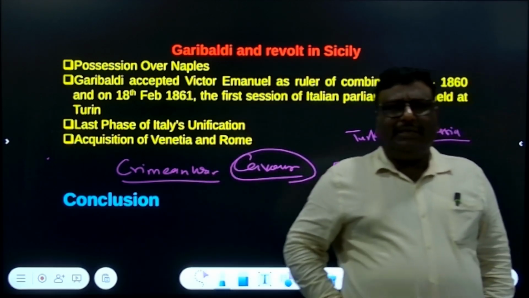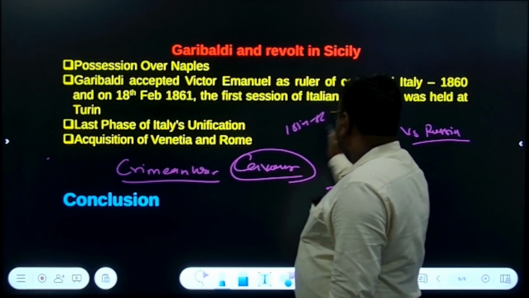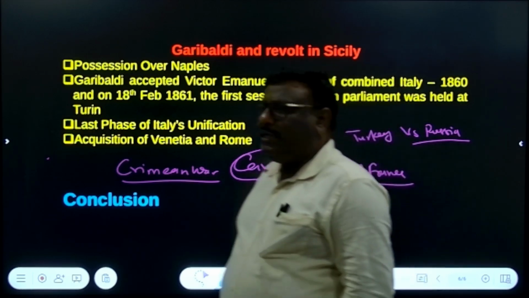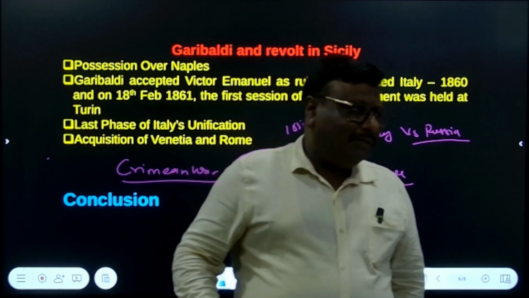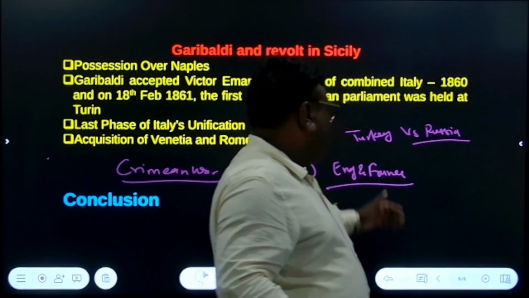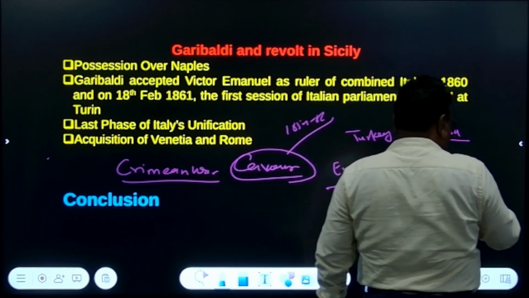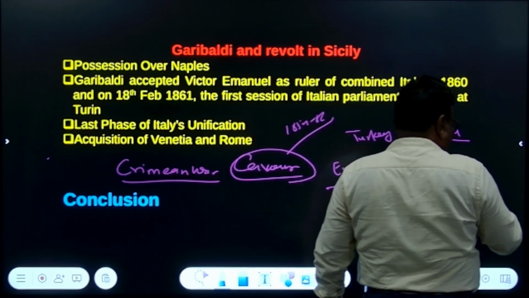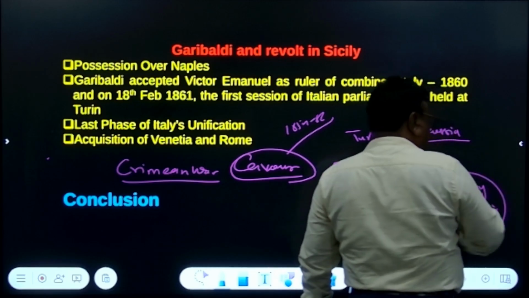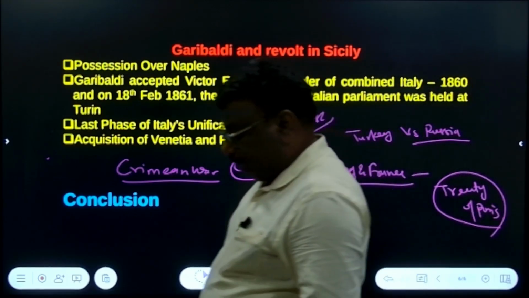Sardinia also extended its support. The Crimean War was fought in 1854 and lasted up to 56. Sardinia also extended its support to France against Russia. And finally, when Russia was defeated and the Treaty of Paris was signed, Cavour was called in the conference of Paris.